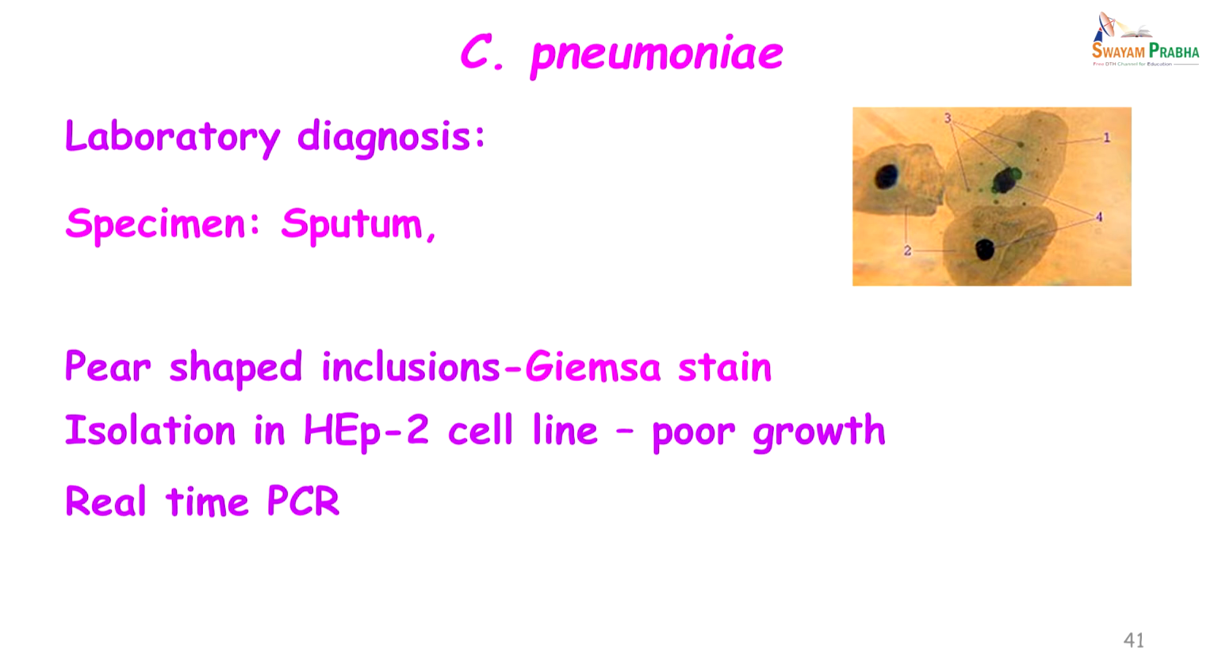The laboratory diagnosis: the sample which we collect is sputum. We can demonstrate the presence of pear-shaped inclusions in the cytoplasm. These are basophilic on Giemsa stain. The organism can be isolated in a high containment laboratory in the Hep2 cell line. However, they show poor growth. Real-time PCR can demonstrate the presence of these organisms in respiratory secretions.